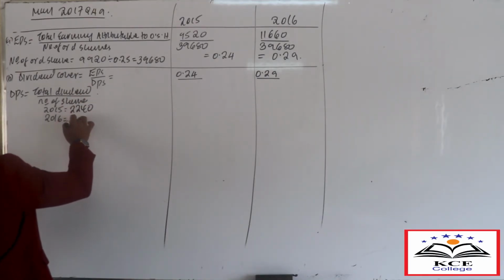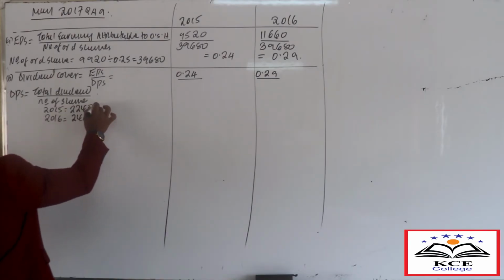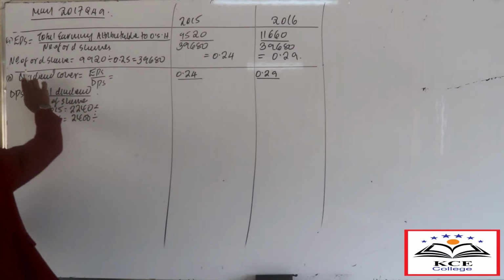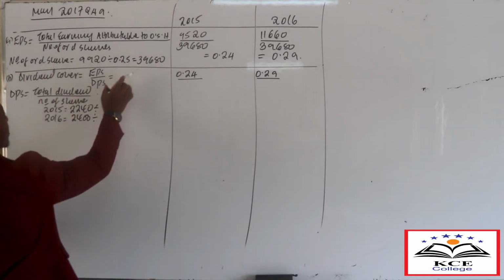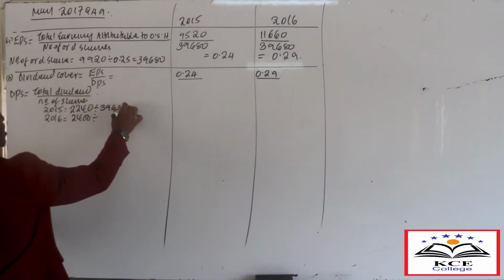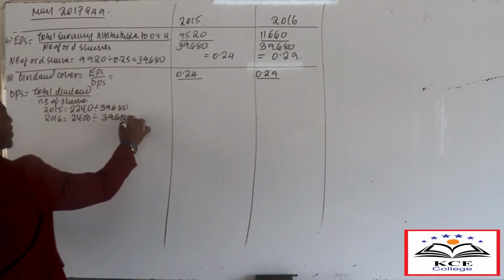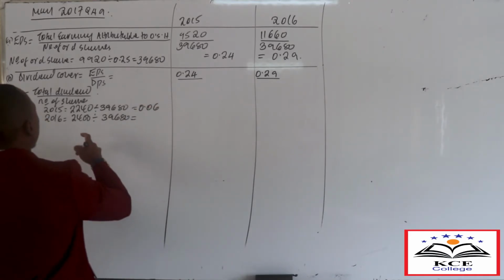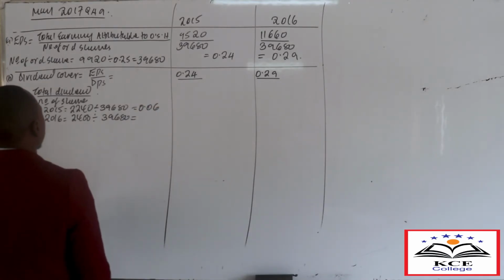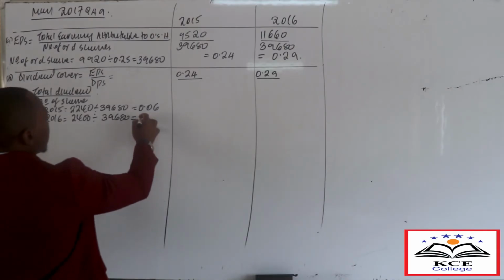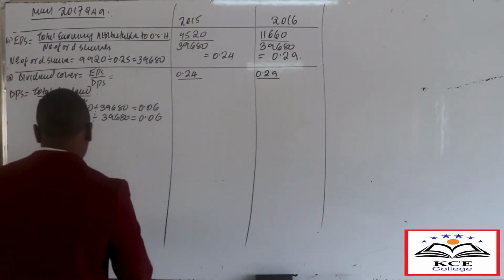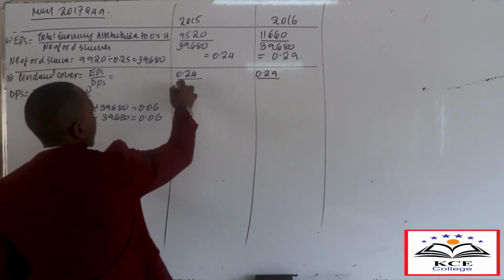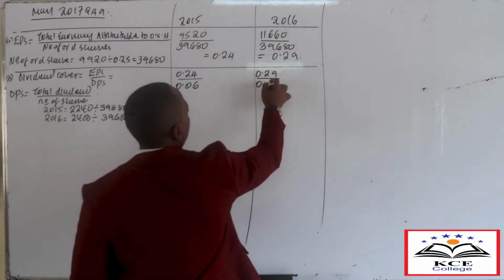2016, we paid an amount of 2400. Those are the total dividend. Then you divide by the number of shares. For the 2 financial years, the number of ordinary shares we have is 39,680. And what do we get? Here you have 0.06. Also here, you are getting almost the same, 0.06. Good. So therefore here we divide by 0.06, 0.06.